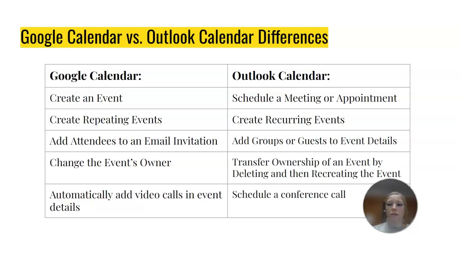to event details. On Google, you can change the event's owner, whereas on Outlook, you have to completely transfer the ownership of an event by deleting and then recreating the event. On Google, it automatically adds video calls and event details, whereas the other, you have to schedule a conference call.